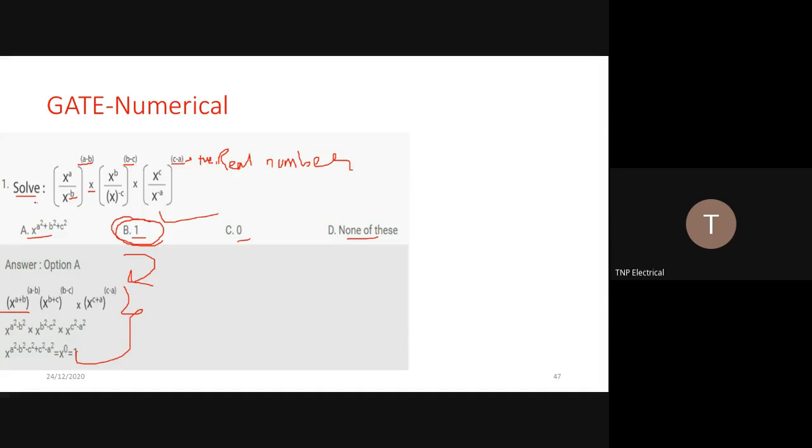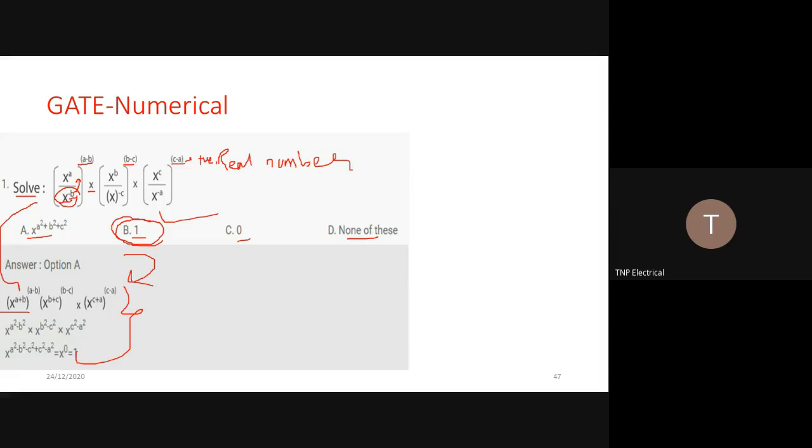Now you can represent that in this particular format, because minus b, this is the power minus b. If you put it at numerator, it will be plus, my friend. So it will be x to the power a, and if this term is going to be in denominator, it will be x to the power a plus b.